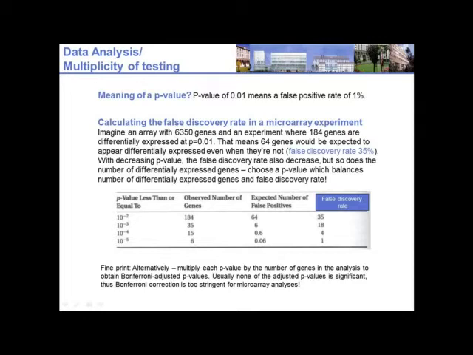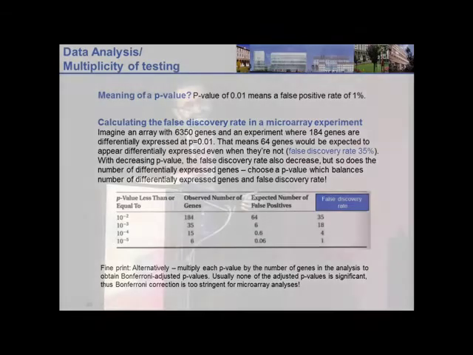With decreasing p-value, the false discovery rate also decreases, but so does the number of differentially expressed genes. And in that situation, the false discovery rate is 35%. 35% is actually the ratio between 64 and 184 here. So the lower the p-value, the lower the false discovery rate. And finally, what you have to do is to choose a p-value which balances the number of differentially expressed genes and the false discovery rate. We'll see an example a few slides later.